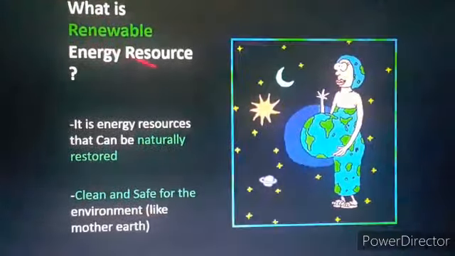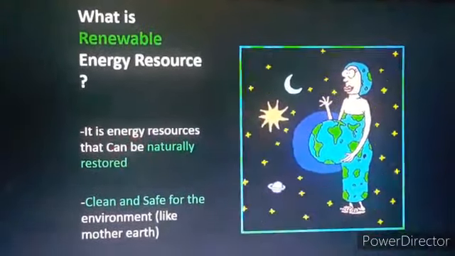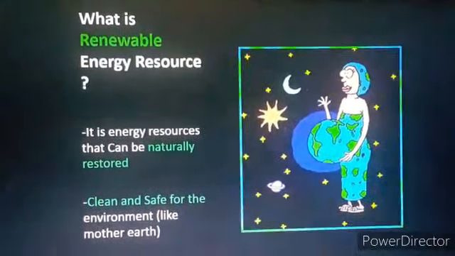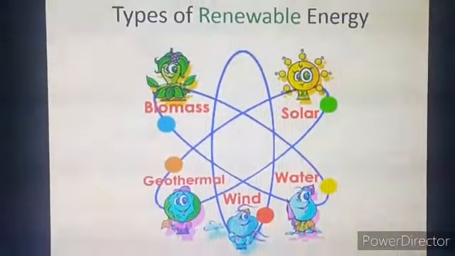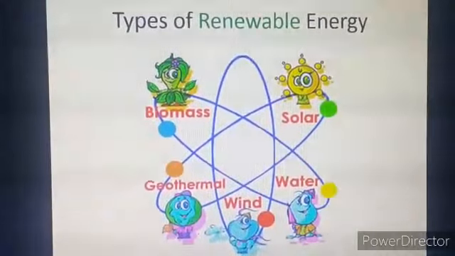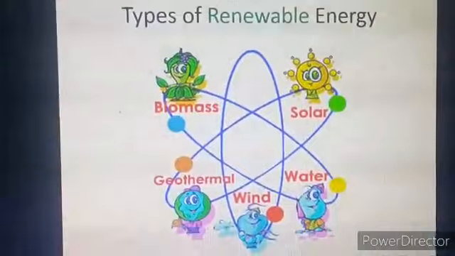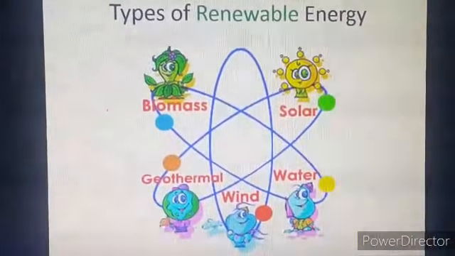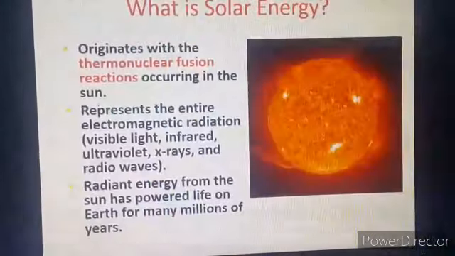What is a renewable energy resource? Basically, it is a resource that can be naturally restored, and it is also clean and safe for the environment, like our Mother Earth. So what are the types of renewable energy resources? Basically, biomass energy, geothermal energy, wind energy, water energy, and solar energy are some of the examples of these renewable energy sources. But today I would like to concentrate on solar energy and its applications.